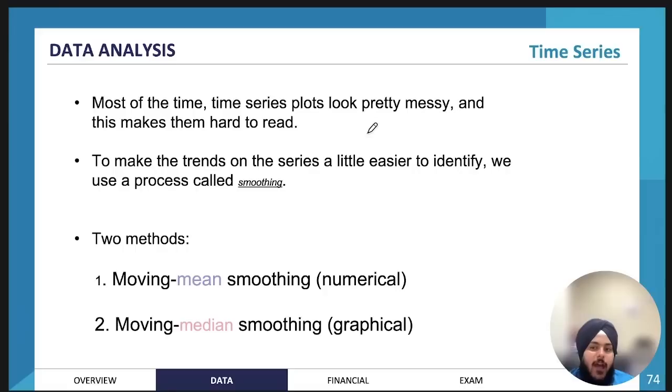Okay, so now we'll look at smoothing methods. Smoothing methods are essentially where you're trying to remove the effects of irregular fluctuations, just to smooth the data to make sure we have a better idea of the trends in the data. There are two methods, numerical or graphical.